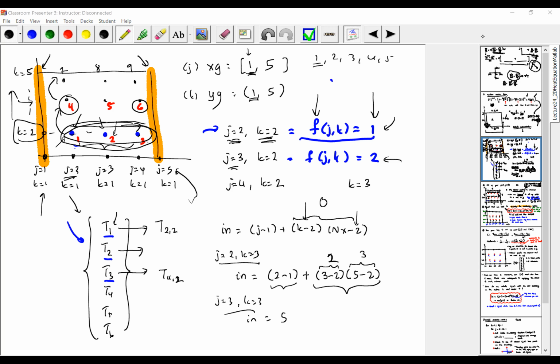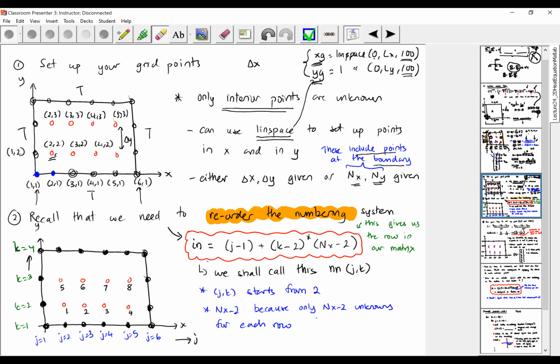Okay. Another question, just to confirm. 1, 2, 3 is referring to T1, T2, T3. 1, 2, 3 is referring to the first unknown, second unknown, and third unknown over here. T1, T2, T3 refers to T22, T32, T33, and so on. Yeah, T21, T31, and T41, and so on. It's basically referring from T22 to unknown 1, T32 to unknown 2.